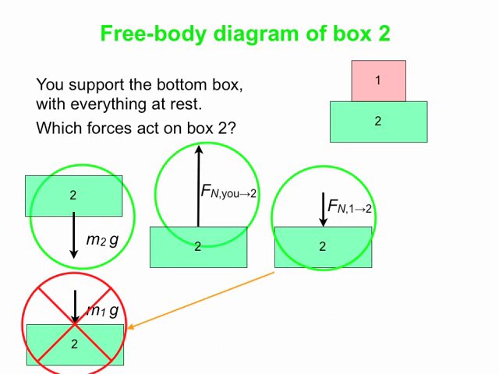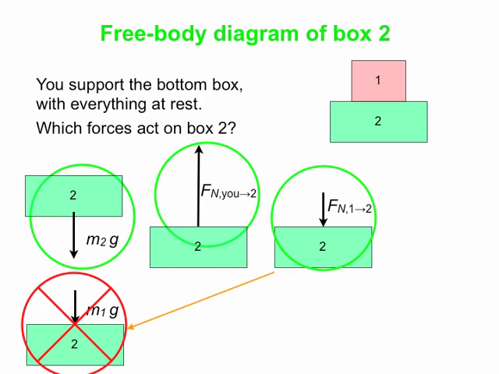So when you're drawing a free body diagram of an object, in this case we're drawing the free body diagram of box 2, you only include forces that are directly applied to it. M1G is a gravitational force applied to box 1. It doesn't show up on box 2's free body diagram, but belongs on box 1's free body diagram. That's where we put it already.